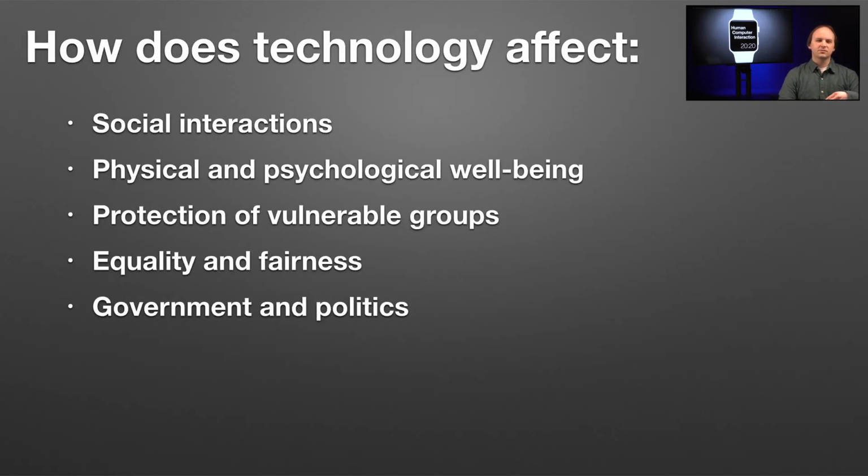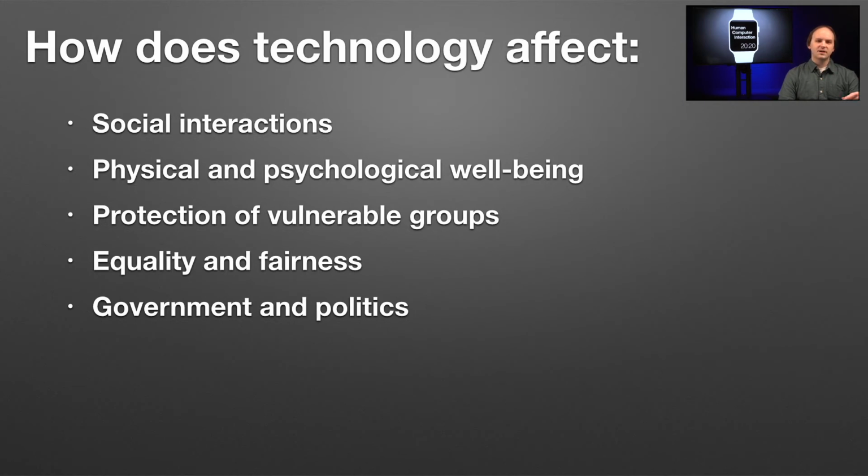Some of the things we'll think about as we go through these topics. We want to think about how technology affects social interactions in general. We want to think about how it affects physical and psychological well-being. We want to think about groups that might be particularly vulnerable to bad technology, and how it interacts with social interactions. In particular, like children. So when we think about designing a children's toy, what kind of principles should we bring with us there?